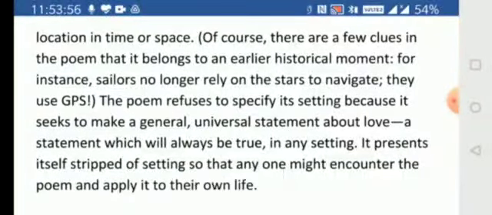Of course, there are a few clues in the poem that it belongs to an earlier historical moment. For instance, sailors no longer rely on the stars to navigate, they use GPS today. The poem refuses to specify its setting because it seeks to make a general, universal statement about love, a statement which will always be true in any setting. It presents itself stripped of settings so that anyone might encounter the poem and apply it to their own life.